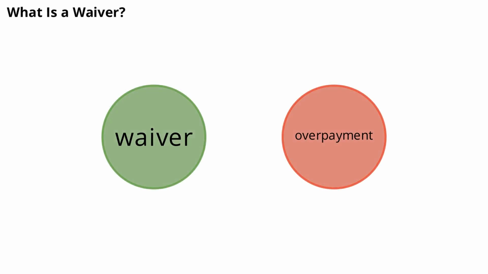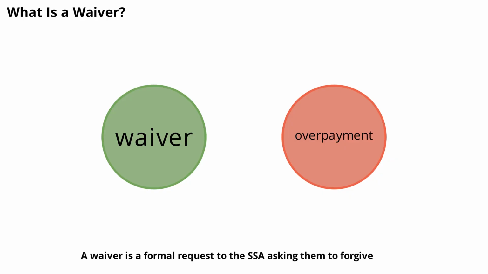A waiver is a formal request to the SSA asking them to forgive or waive the overpayment so you don't have to pay it back. You can request a waiver if the overpayment wasn't your fault and if paying it back would cause you financial hardship. The SSA will review your situation and decide whether to grant the waiver based on the information you provide.